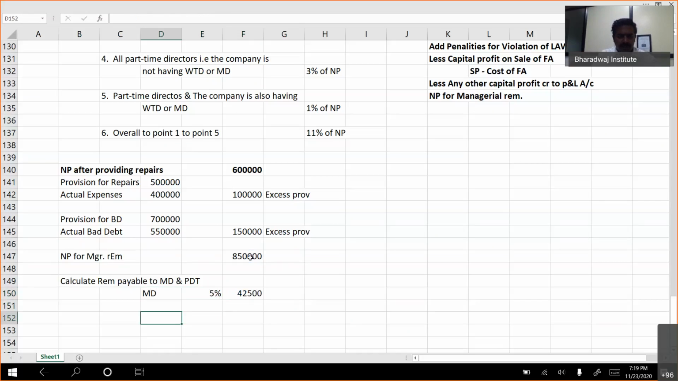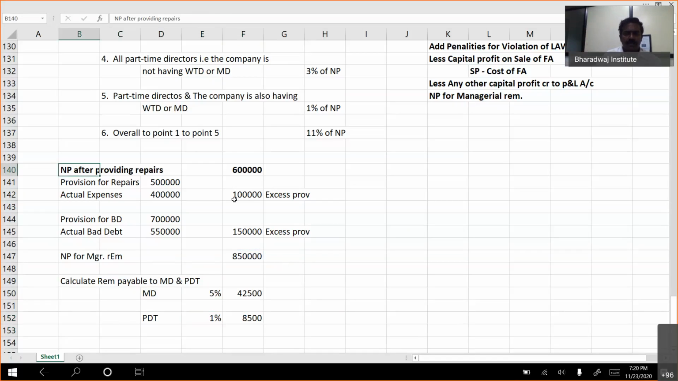Part-time directors, the company is also having MD. So how much is payable? If the company is not having MD or whole-time director, 3%. If the company is also having MD or whole-time director, how much can you pay? 1% of net profit we can pay. So 8,50,000 into 1%.